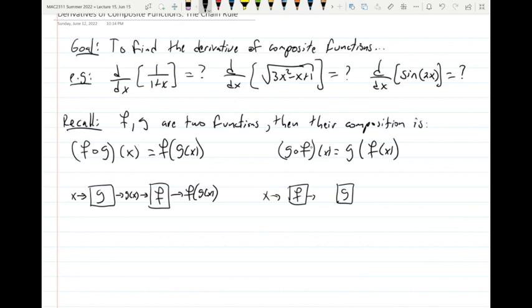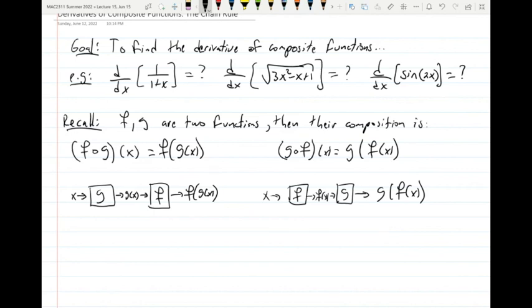So x goes in, f of x comes out, it goes into g, and then g of f of x comes out. Okay? That's function composition. And then, of course, the challenge is that if I give you a formula, you have to be able to tell me what's f and what's g.